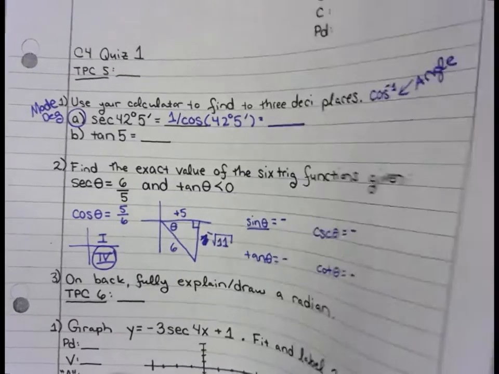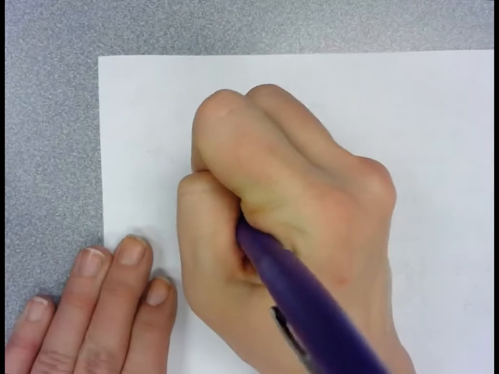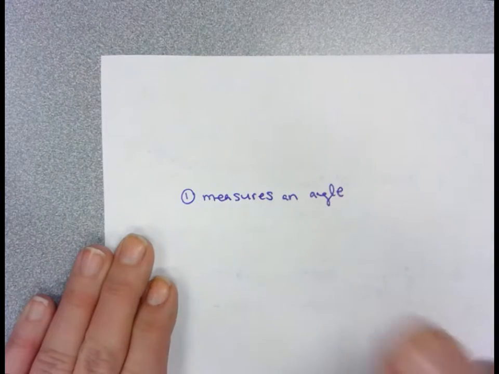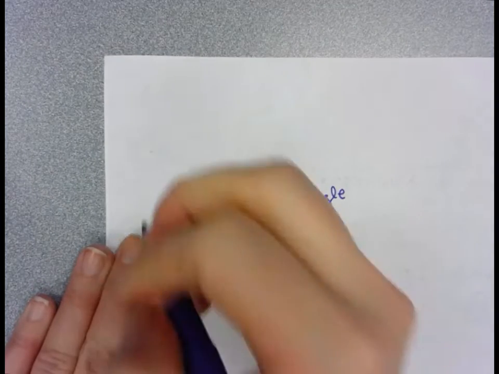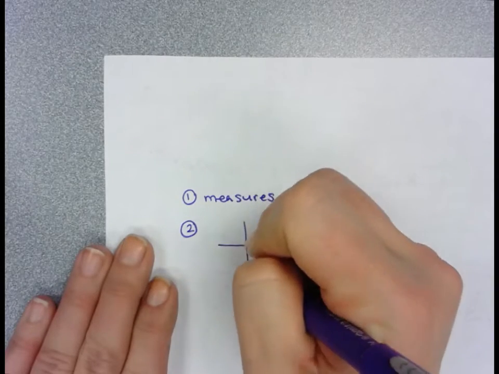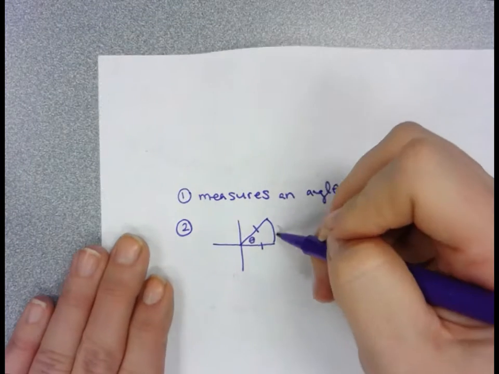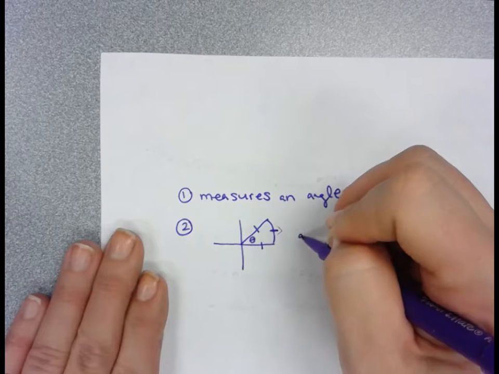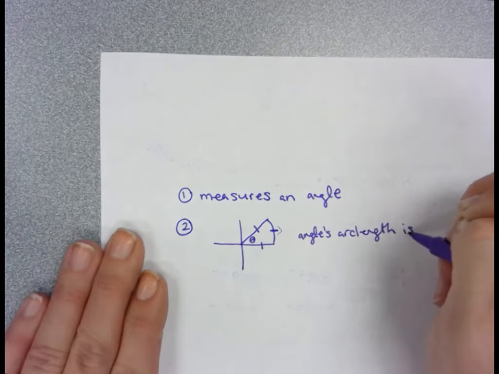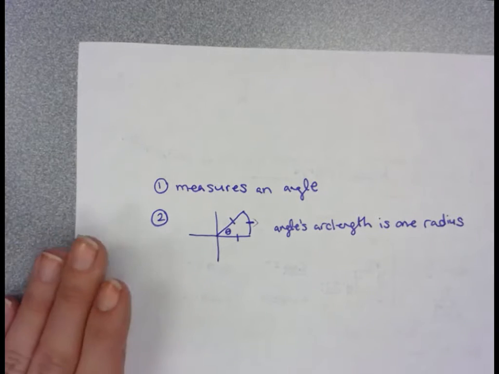On the back, fully explain a radian. First thing I was looking for. You're telling me that it measures an angle. That's what it does. That's important. That's stating what it does. Second thing I was looking for is I was looking for you to tell me that the angle's arc length is 1 radius. Those are the 2 things I was looking for.